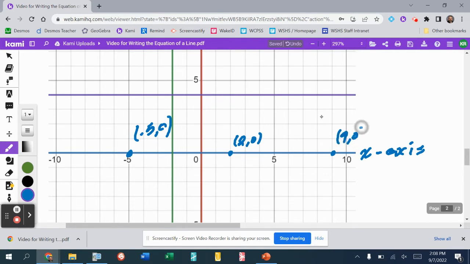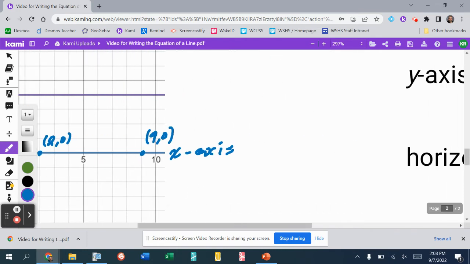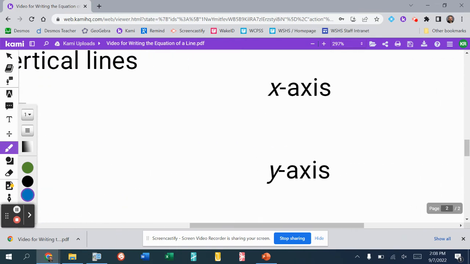Now, what you may or may not see here is that it doesn't matter what point I pick along the x-axis, the y-coordinate is going to be 0. The x is changing, but if I were to try and find the slope, I'll notice that I don't have a rise. So when I want to write the equation for the x-axis, it is always simply y equals 0.